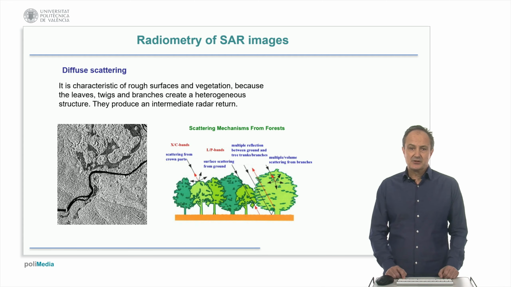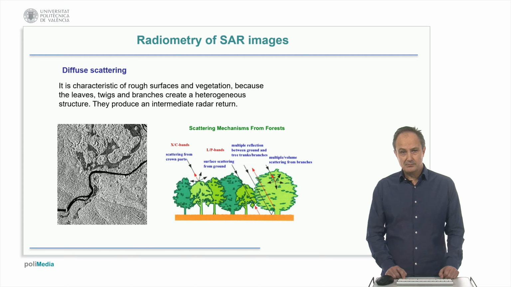Finally, diffuse scattering is characteristic of rough surfaces and vegetation, because the leaves, twigs, and branches create a heterogeneous structure where multiple volume scattering is produced, generating an intermediate or high radar return.